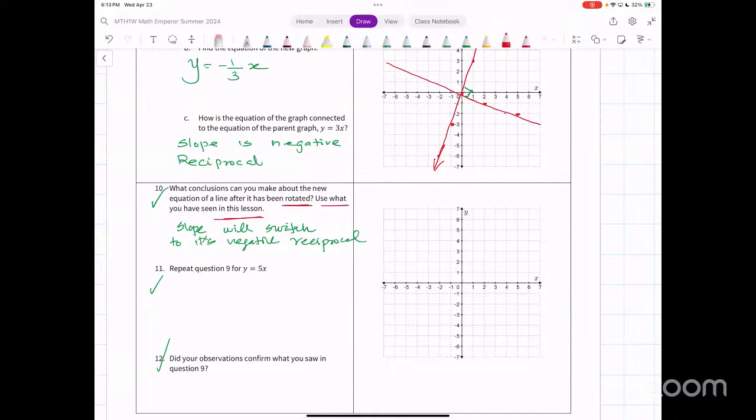So we want to draw y is equal to 5x. How do I draw it? First, mark the y-intercept. The slope is 5 divided by 1, so rise over run. Rise is 5, run is 1. 1, 2, 3, 4, 5, go here. So my line will be something like this.